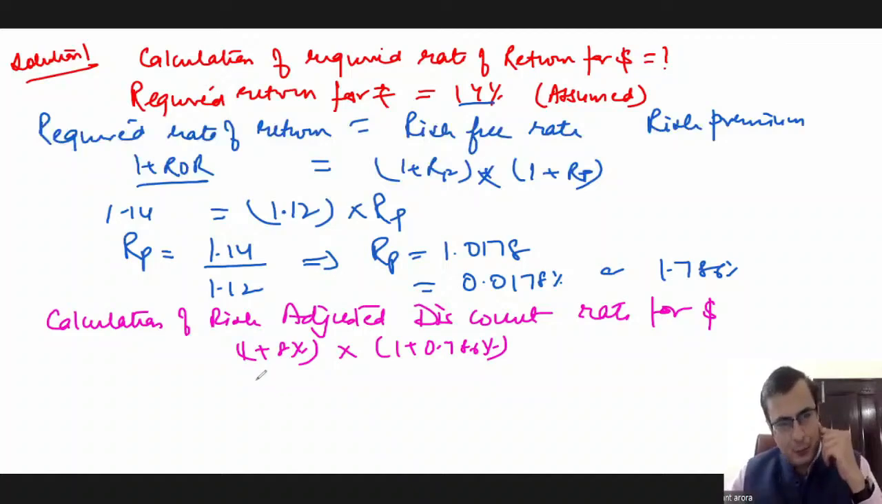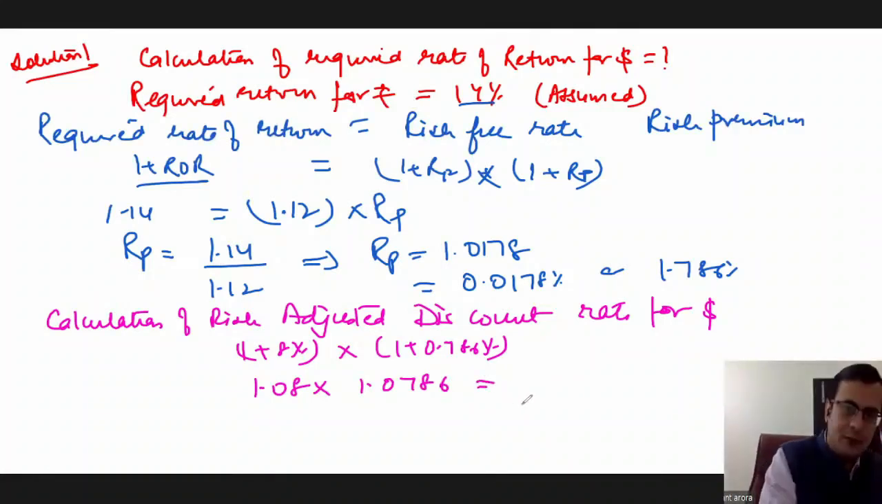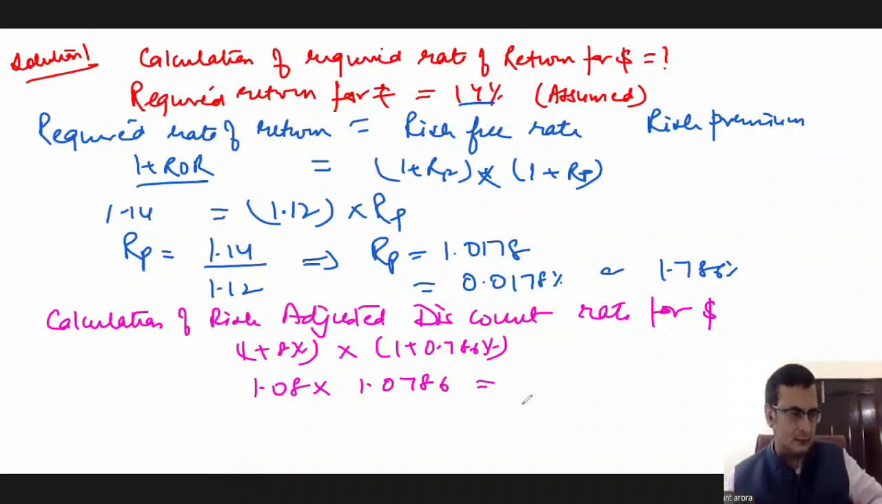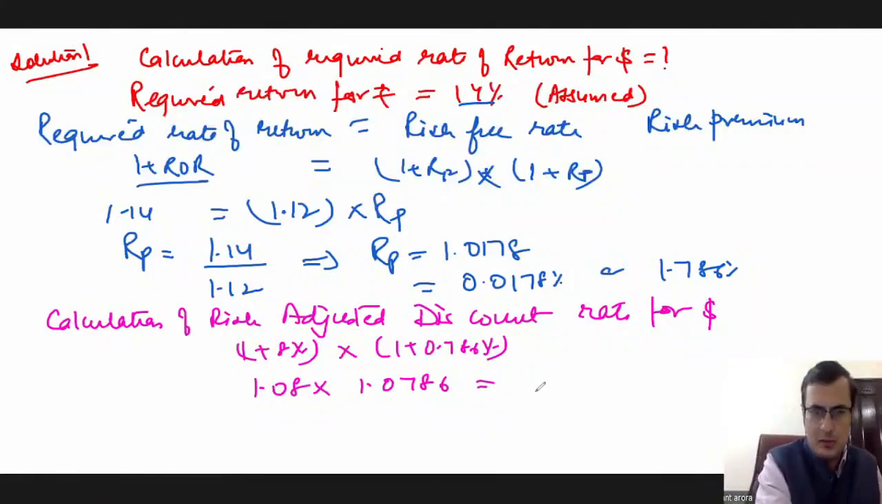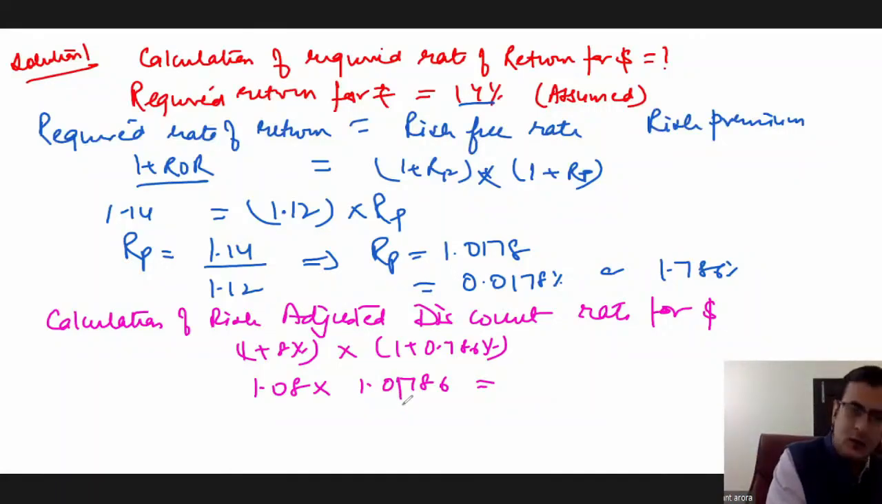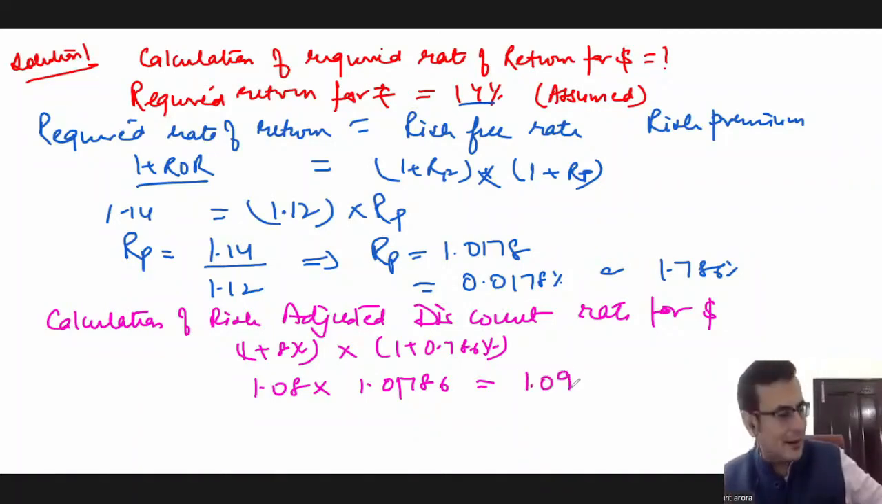So this will be 1.08 multiplied by 1.0786. That will come out to be 1.08 into 1.0786. Okay, so that comes out to be 1.0992. Okay, or you can say 9.93%.